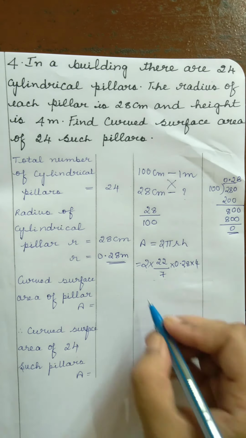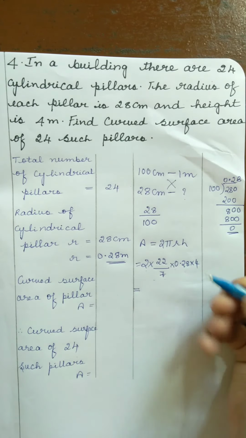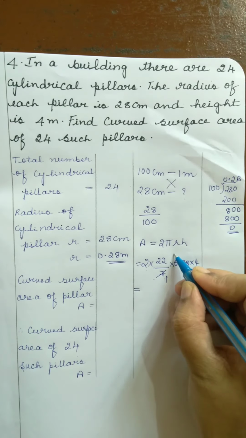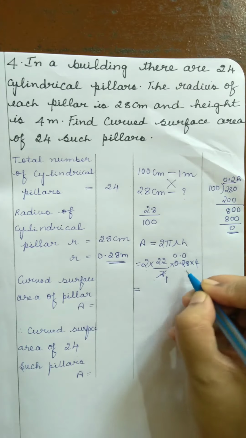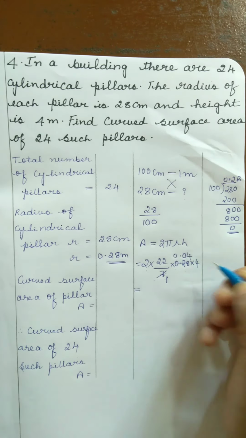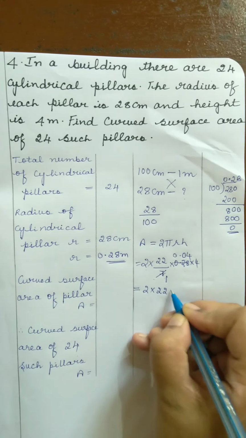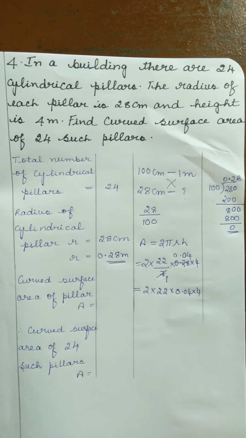On further simplification in the next step, that is 7 and 0.28, we have 7 ones are 7, 0.2 is lesser than 7, take 0, so that it is 28. 7, how much are 28? 7 fours are 28. So, we have 2 into 22 into 0.04 into 4. First, let us multiply 2 into 22. We get the value 44.